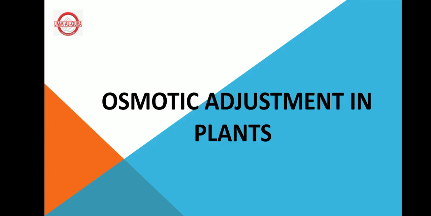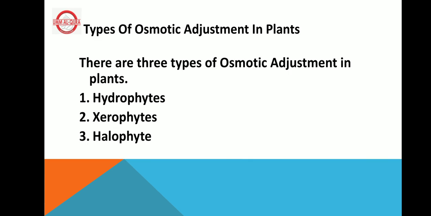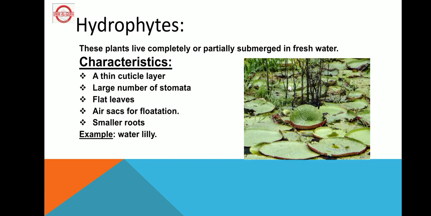Today's topic is osmotic adjustment in plants. Plants also adjust to their environment according to their needs. There are three types of osmotic adjustment in plants. Number one, hydrophytes. Number two, xerophytes. Number three is halophytes. Now we will discuss them one by one.